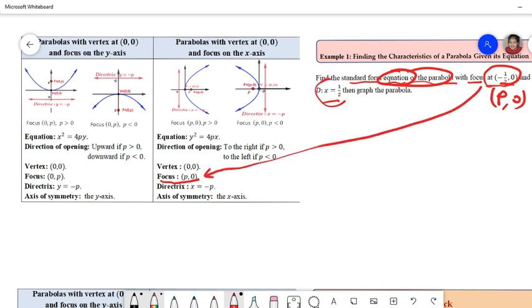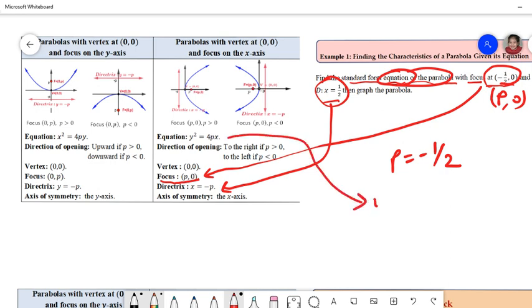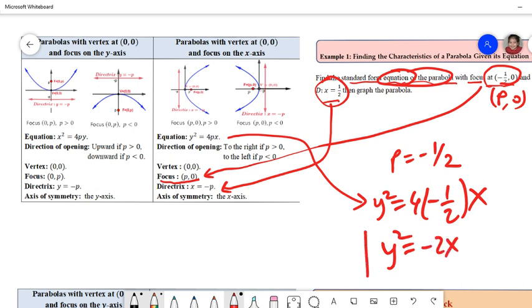And as you see, the directrix here is x equal to something. Now, from this matching, what can you say? The p is equal to -1/2. And you can directly write the equation. The equation will be y squared equal to 4 times -1/2 times x. So it will be y squared equal to -2x. Okay, this will be the equation.